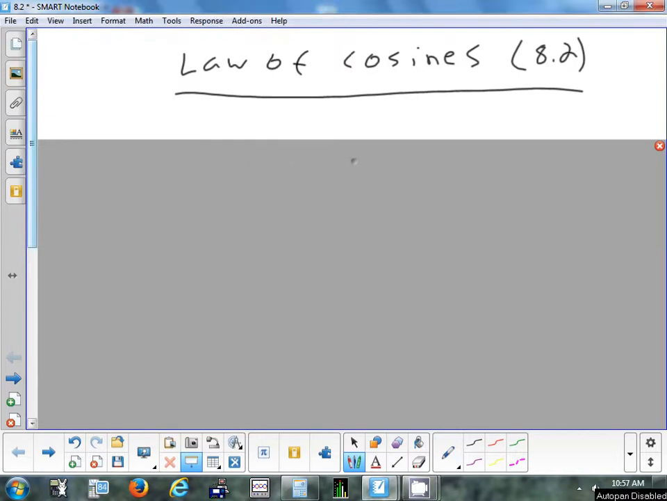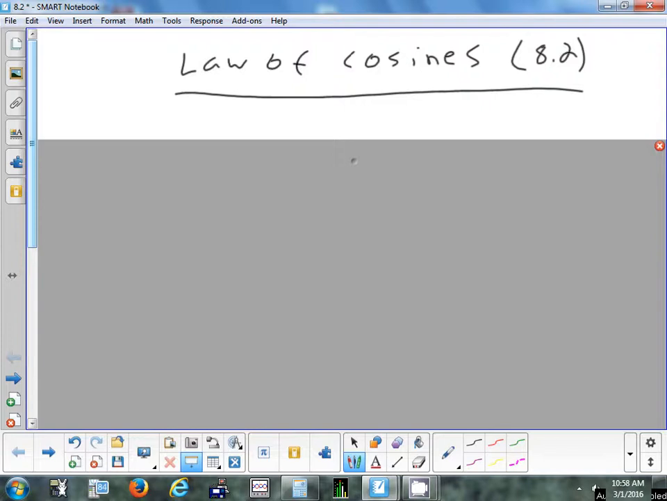Right, so we're going to finish up solving oblique triangles looking at law of cosines. But first, does anybody remember what types of problems we can use law of sines for? Or maybe how many types were there? Yep, there were 3. Does anybody remember the 3 for law of sines?